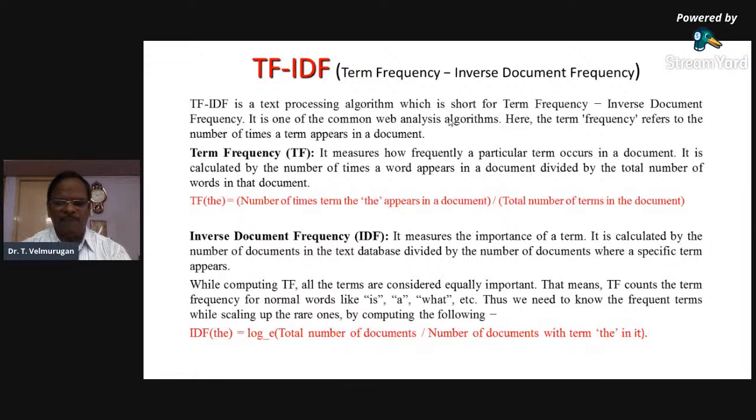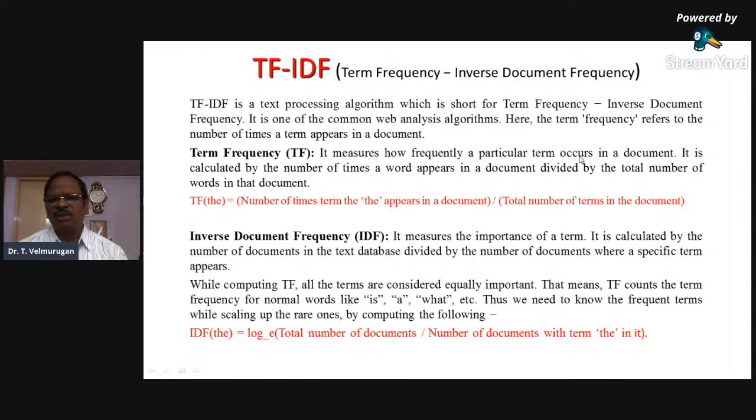Nowadays in the world, in various repositories, the data mostly available is text data. Number oriented data are very less. Text data are very large. Text data are available on the internet in worldwide information. So the text processing algorithm, short for term frequency inverse document frequency, is one of the common web analysis algorithms.